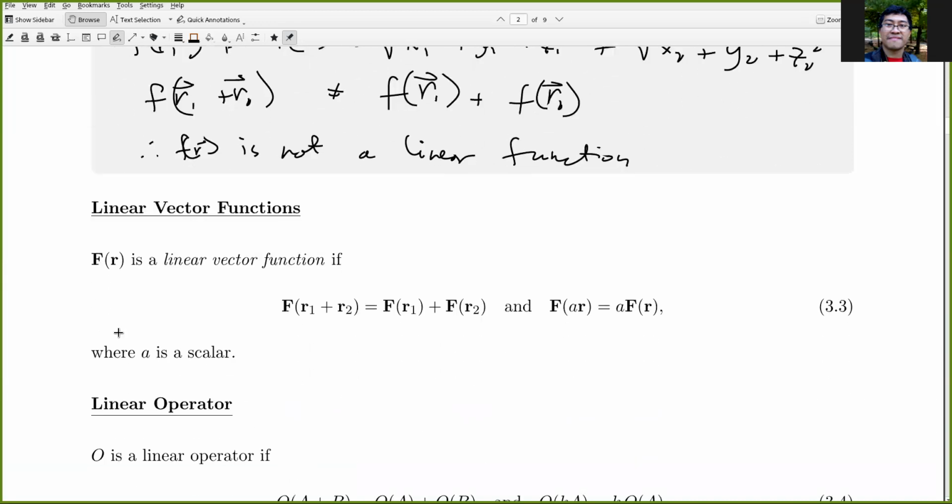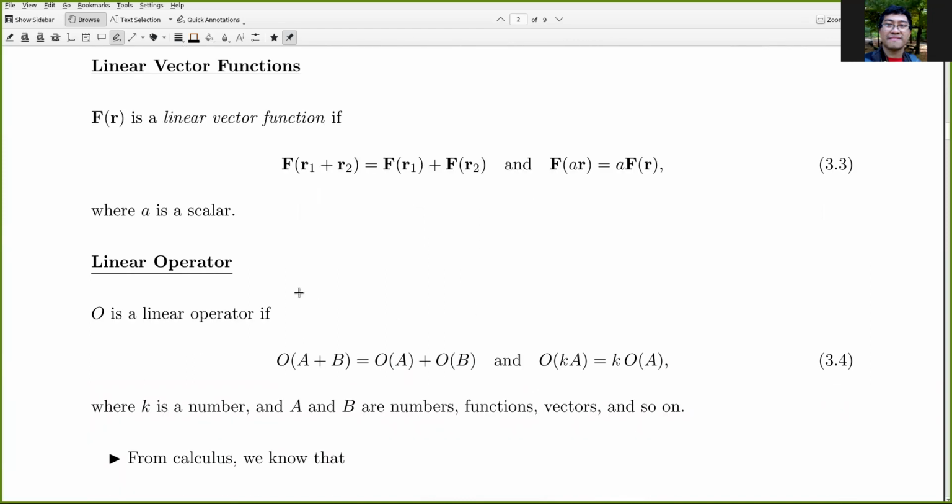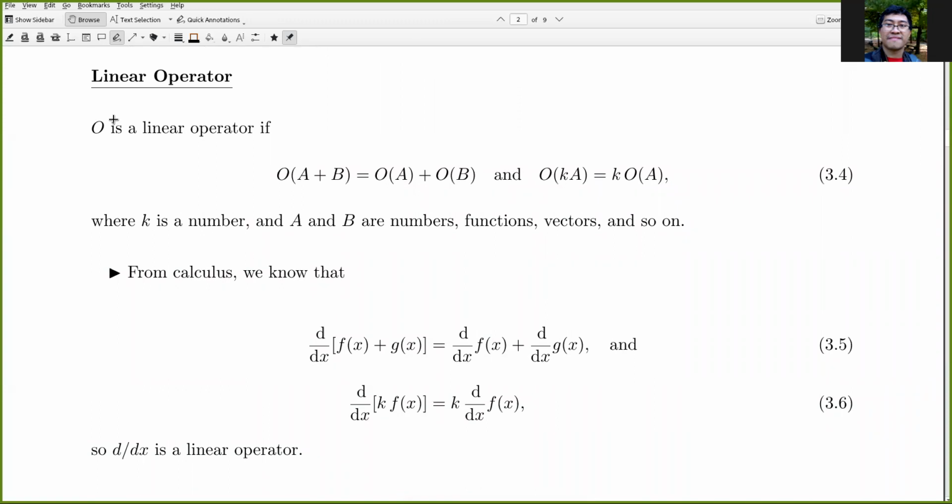Generally, the function itself could be a vector, so in that case we have a linear vector function. There are a lot of examples, for example fields, such as a magnetic field. If you go from one point to another, the field at one point might be different from the field at another point. There could also be, in physics, objects called operators.